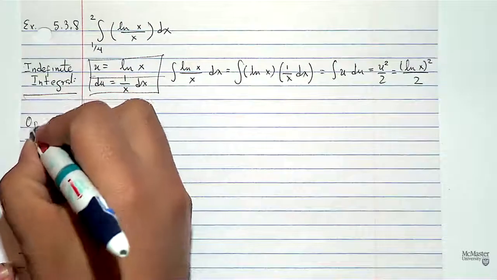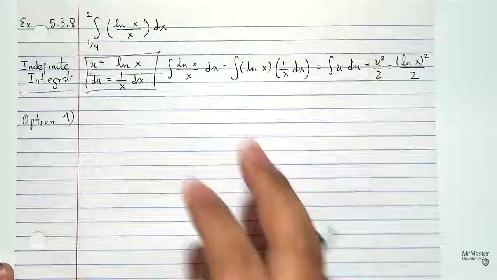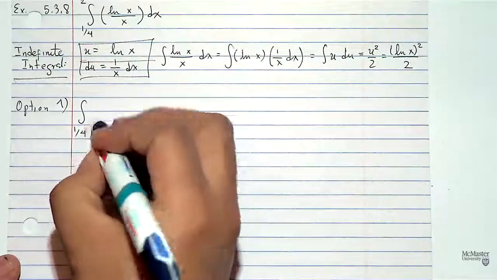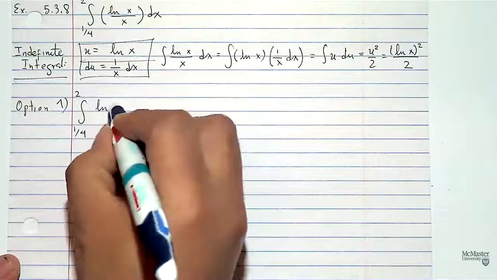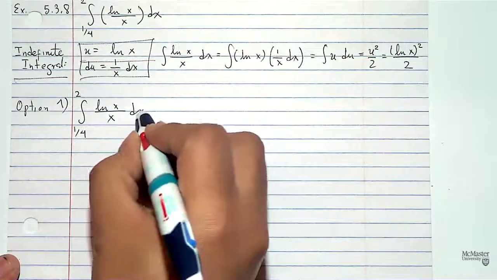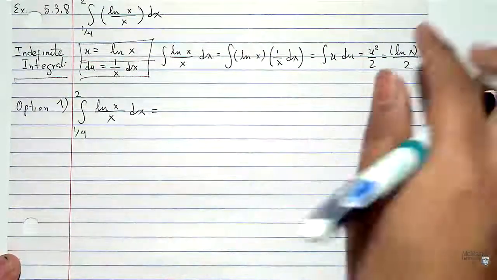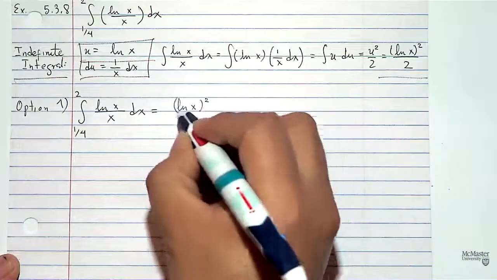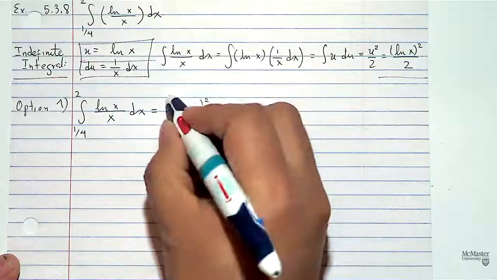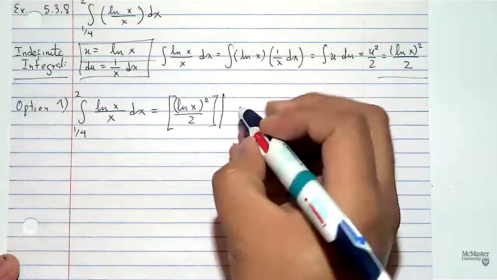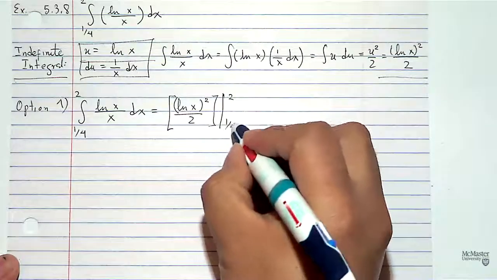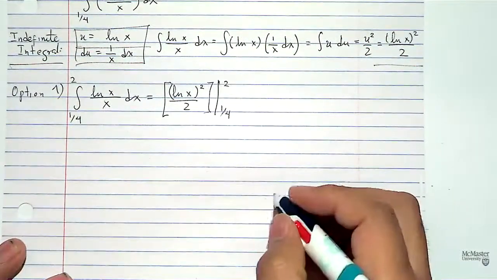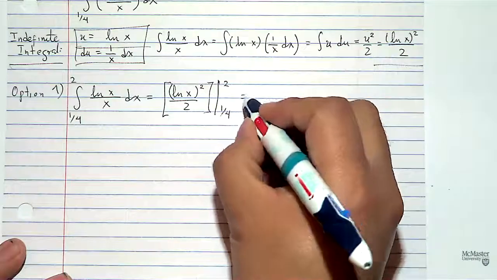And so again, we have option 1. Now let's go back to the original integral from 1/4 to 2 of natural log of x divided by x dx. If we go back basically up to here, we have natural log of x squared divided by 2. This will be evaluated between the limits of integration 2 and 1/4, because everything is expressed in terms of x. So you retain the original limits of integration. Basically you only have to plug in.